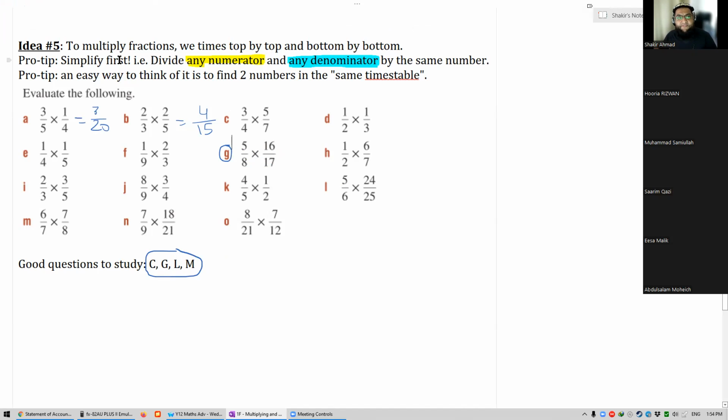So look at the first tip: simplify first, divide any numerator and any denominator by the same number. So we can choose the 5 or the 16, and then we can choose either the 8 or the 17, depending on what works. So over here, 5 and 17 are not in the same times table. 5 and 8 are not in the same table. 16 and 17 are not in the same times table, but 16 and 8 are in the same times table. And so I'm going to be simplifying those. I'm going to divide 16 by 8, and divide this by 8.